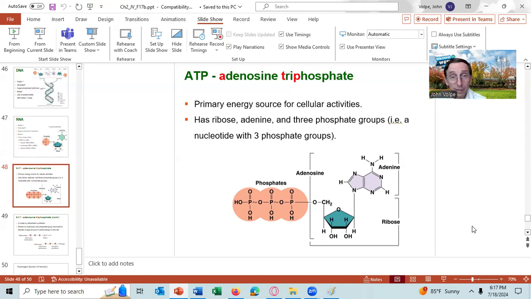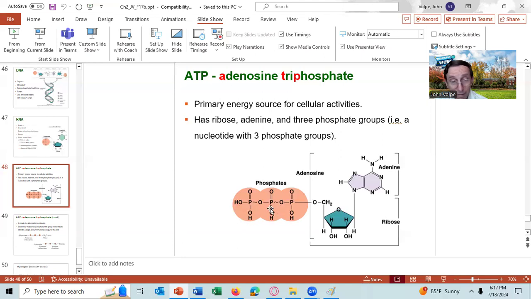ATP has ribose, that sugar right here. It has adenine in it right here. That's a nucleotide base. And it also has 3 phosphate groups. In ATP, the 3rd phosphate group has a squiggly line because that's a high energy bond. And the 2nd phosphate group also is a high energy bond.